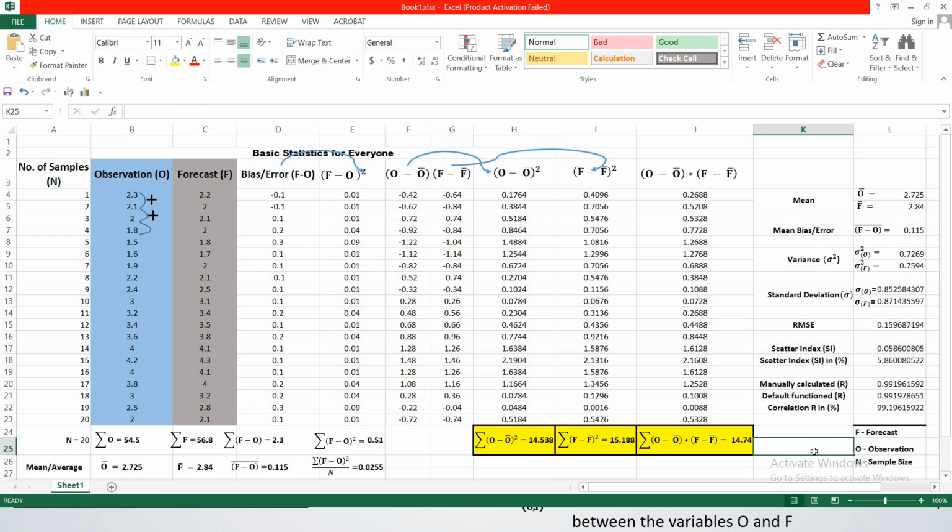So this is all about how to calculate all the basic seven statistical parameters when you have data like observation and forecasted data in two data sheets, right? Hope you all understand. If you want to understand all these terms, you can just try with your own data. Thank you.